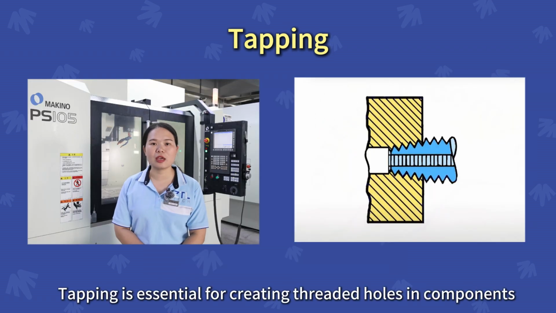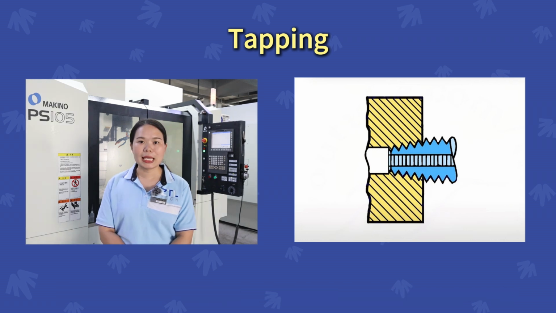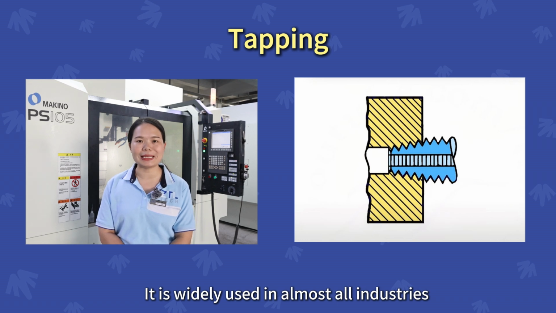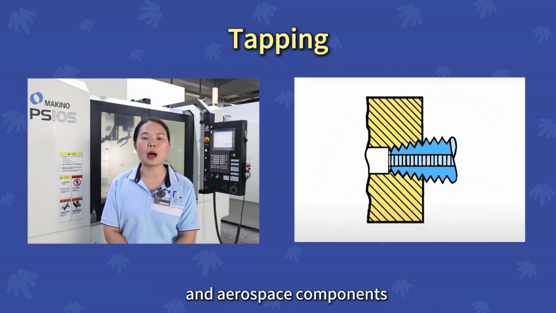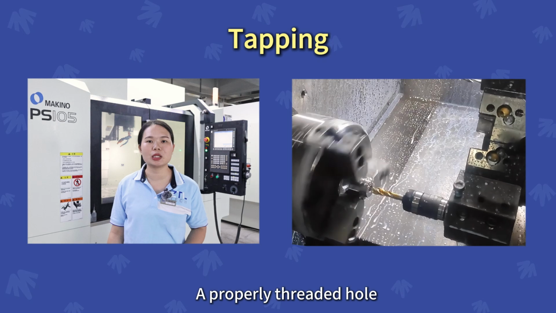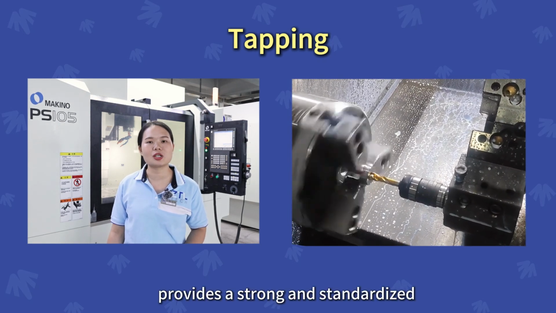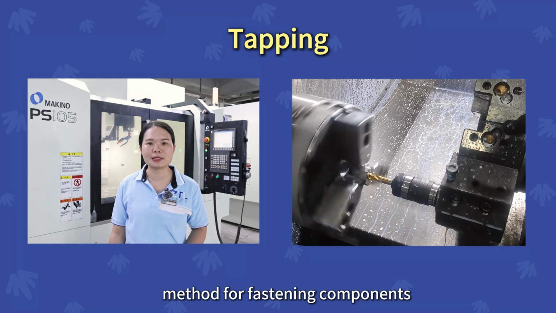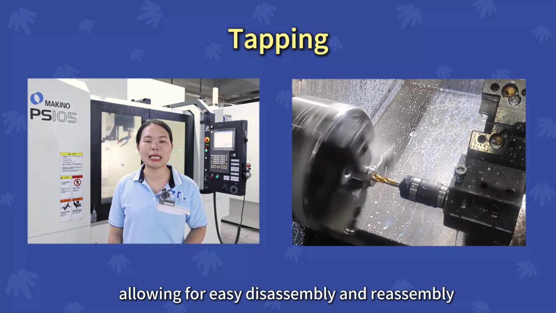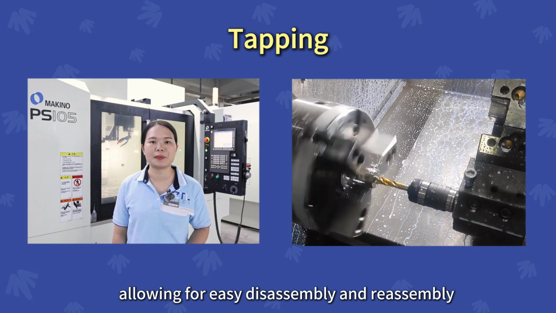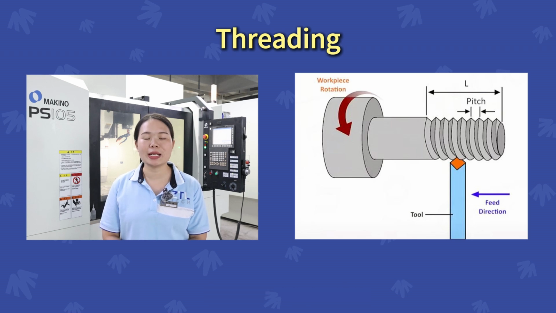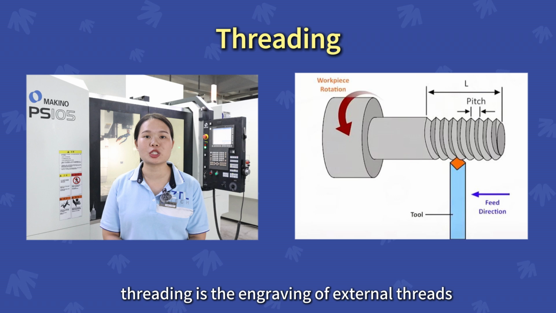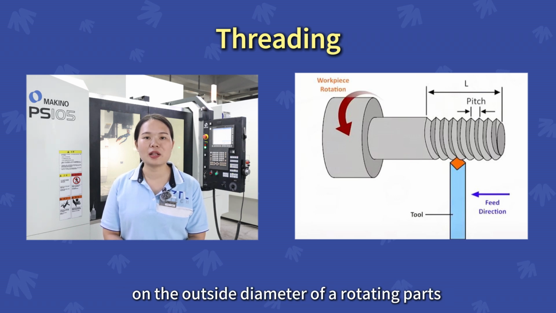Tapping. Tapping is essential for threading holes in components for assembly. It is widely used in almost all industries, from appliances to automotive parts and aerospace components. A properly threaded hole provides a strong and standardized method for joining components, allowing easy disassembly and reassembly when in need.